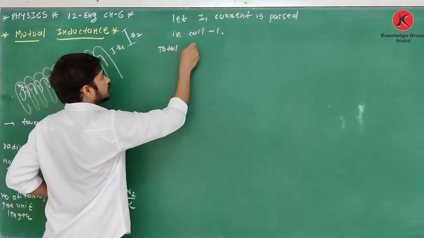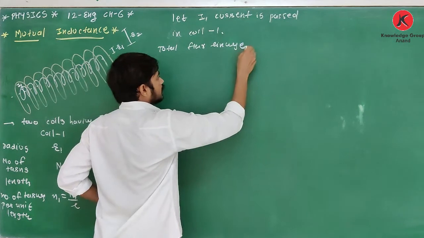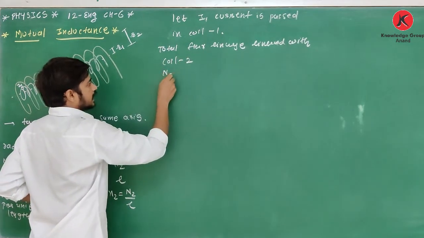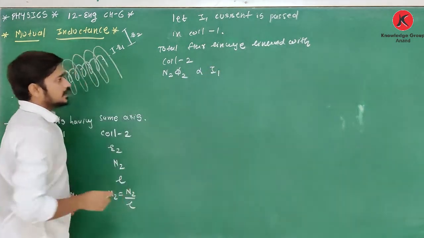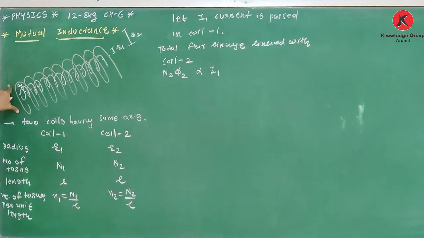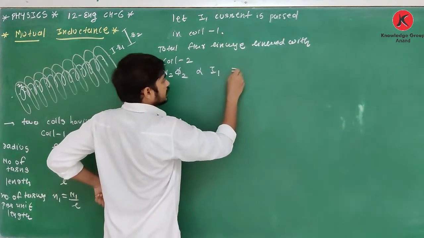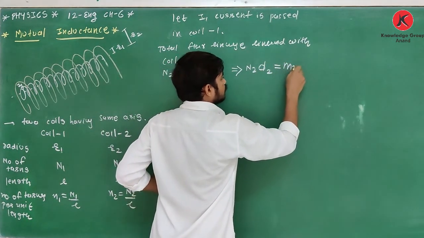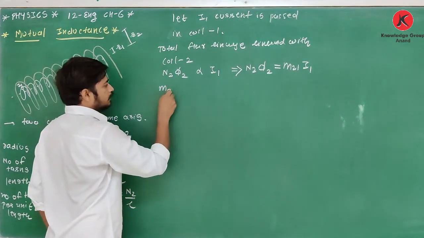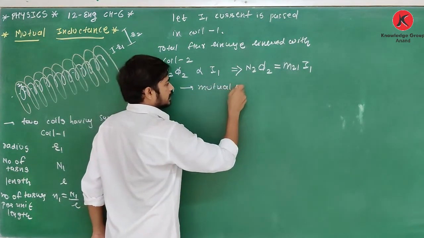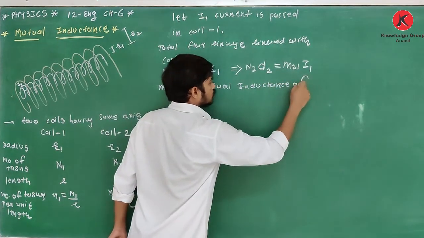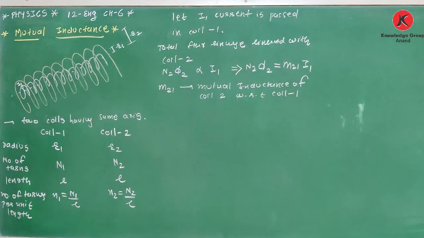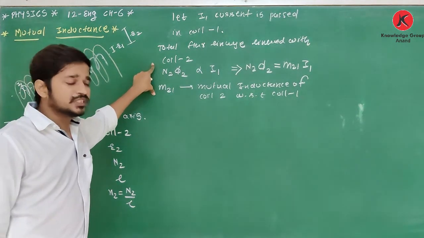So total flux linkage linked with coil 2, that is N2 phi 2, is proportional to I1. Clear about this? Total flux linked with coil 2, N2 phi 2 is proportional to I1. So here I can write N2 phi 2 is equal to M21 I1, where M21 is called mutual inductance of coil 2 with respect to coil 1. Clear about this? So it is nothing but inductance that we have discussed in the previous section.